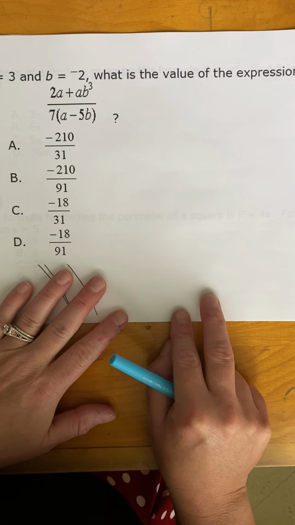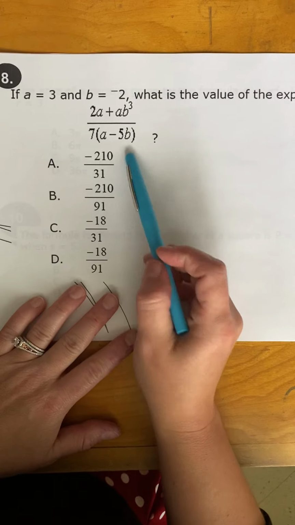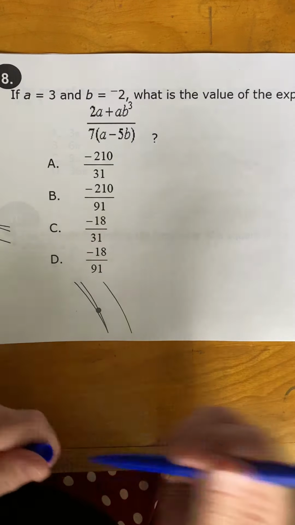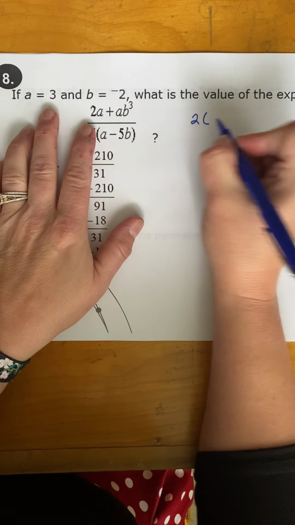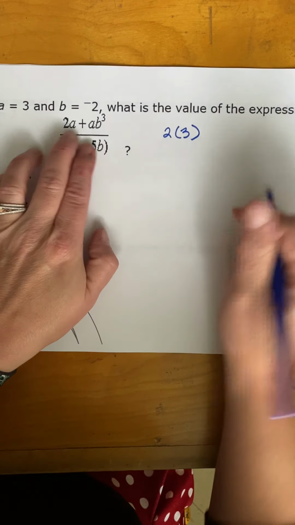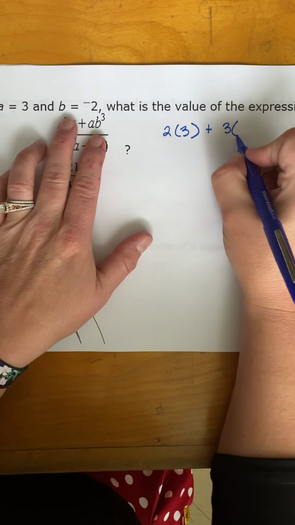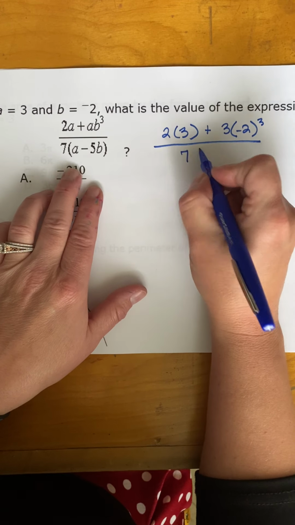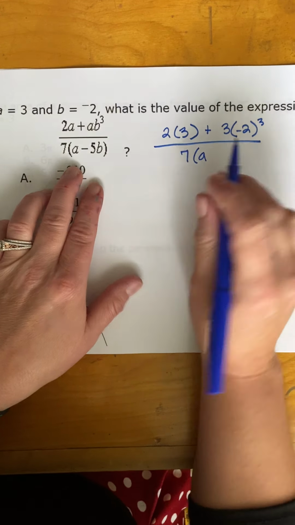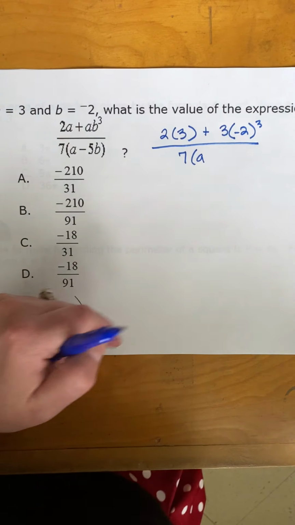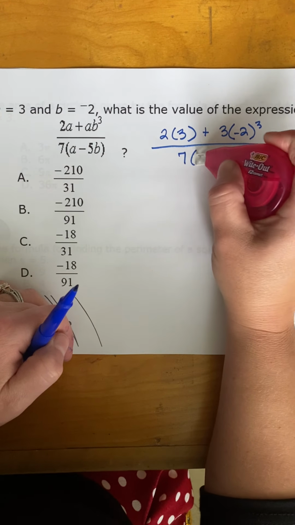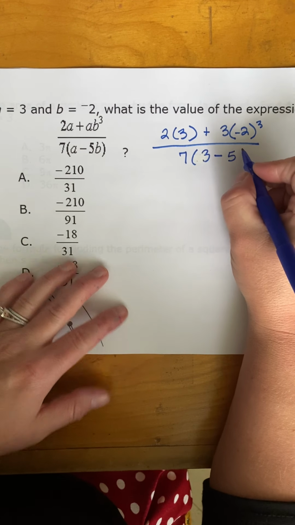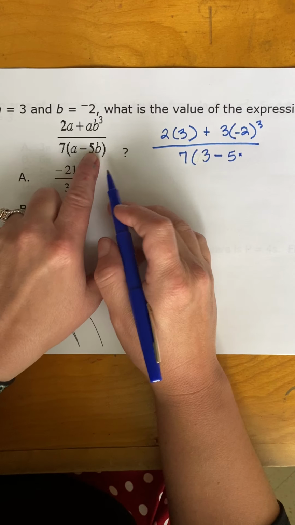All right, for this one, it's multiple choice. We have a fraction and 2 values to plug in. So let's get started. For A, I'm going to plug in 3, or substitute rather. And then we have -2 cubed. B is -2. And then on bottom we have 7 times A. Whoops. A is 3. Let's try that again. 3 minus 5 times, and B is -2.